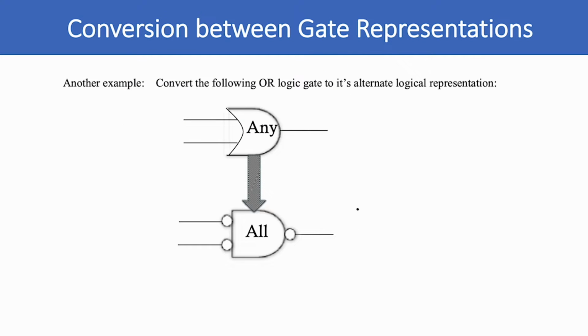Let's go the other direction. Let's start with an OR gate or ANY gate and convert to an ALL gate. So the first thing we do is we change the ANY to an ALL, and we invert the inputs and output. So this is what we get when we do that. The OR gate goes to an ALL gate, and the ALL gate says that all inputs low give an output of low. All inputs low give an output of low.